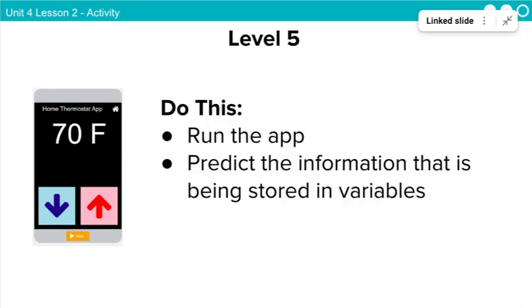All right, we're moving on to investigation number 3, okay? So this is level 5, bubble 5 on code.org, all right? This program is an updated version of the thermostat app with a login screen, okay? So I want you to run the app and predict the information that is being stored in the variables. And you're going to make that prediction in code.org if it has a space there, but also in your journal. Pause the video here so you can do that.